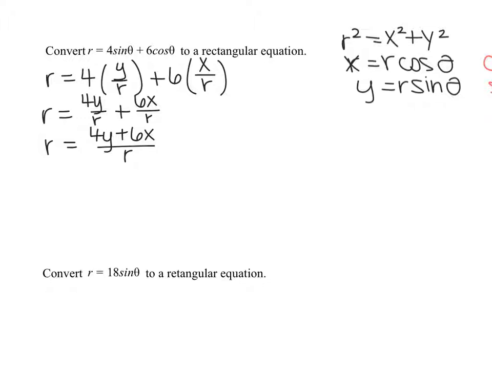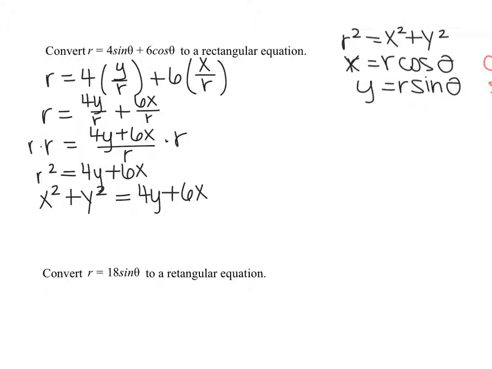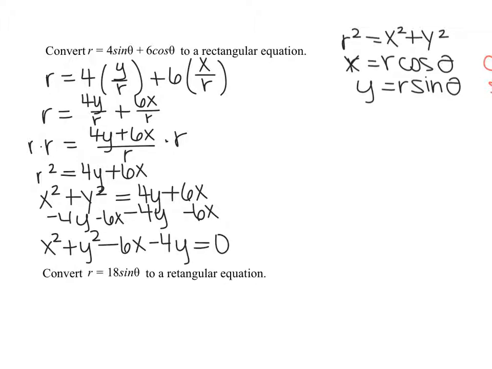When I'm trying to convert to a rectangular equation, I want x's and y's to be by themselves, so I'm going to multiply both sides by r. We get r squared equals 4y plus 6x. Well, r squared is x squared plus y squared, so I can replace the left side with x squared plus y squared equals 4y plus 6x, and then I'm just going to get my equation equal to 0. So we get x squared plus y squared minus 6x minus 4y equals 0. And this would be our rectangular equation.